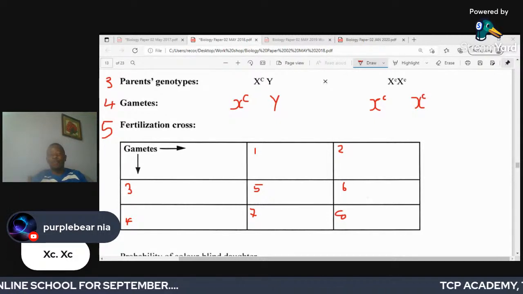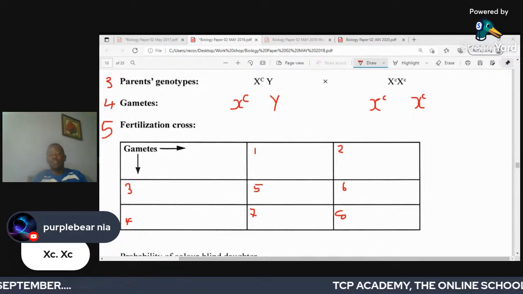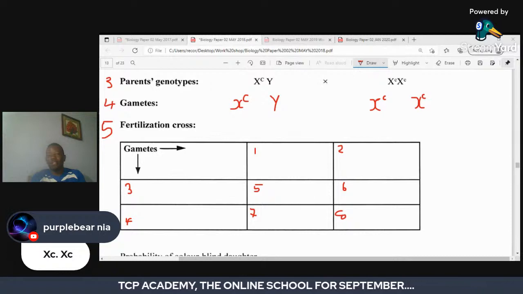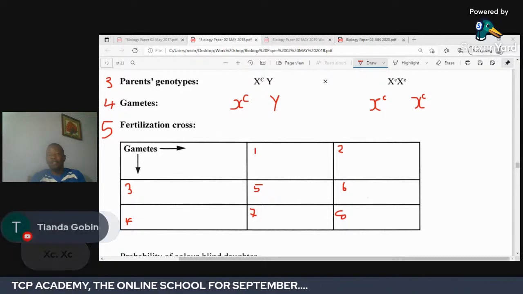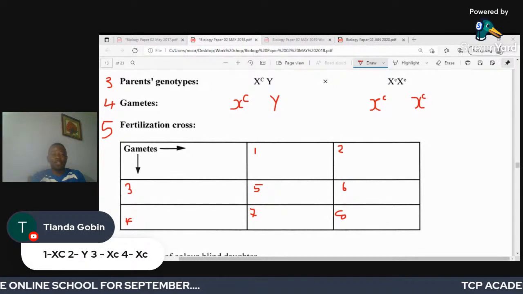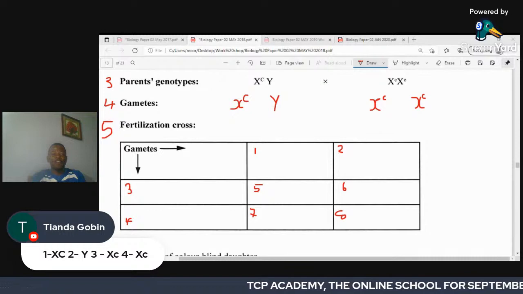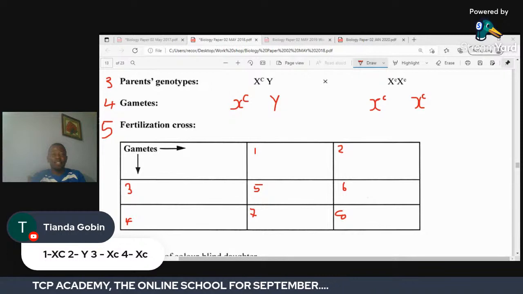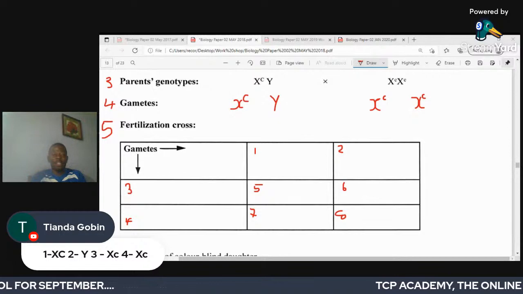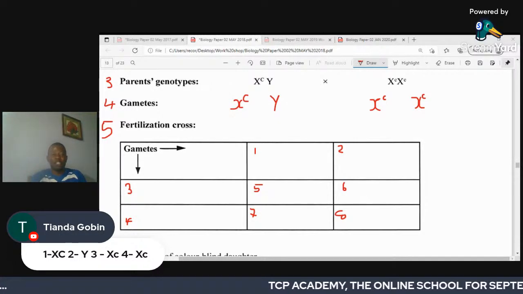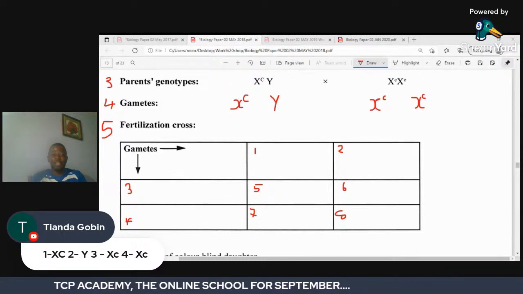So 1, I'm going to put XC, and then 2, I'm going to put Y. Let me put it on the screen. Somebody started out. All right, let me look at this to see if this is correct. So for 1, they are going to put XC, and for 2, they are going to put Y. And then on this side, for 3, they are going to put X with a small c, and for 4, X with a small c. This is so correct. I really like that.